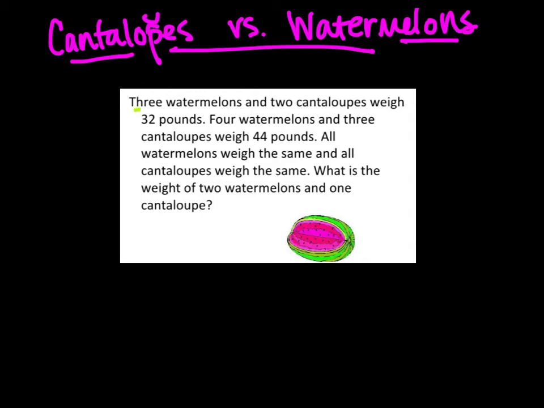So we have 3 watermelons and 2 cantaloupes weigh 32 pounds. 4 watermelons and 3 cantaloupes weigh 44 pounds. All of the watermelons weigh the same, and all the cantaloupes weigh the same. So that means if I have a cantaloupe, they're going to be 3 pounds each or something like that. What is the weight of 2 watermelons and 1 cantaloupe?